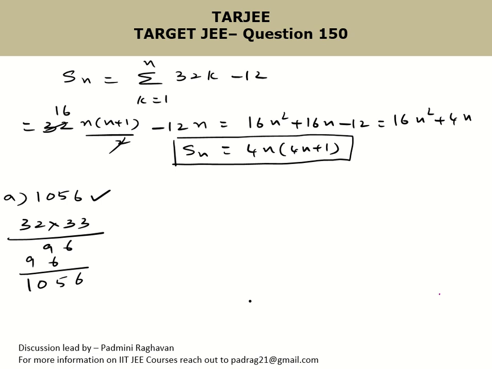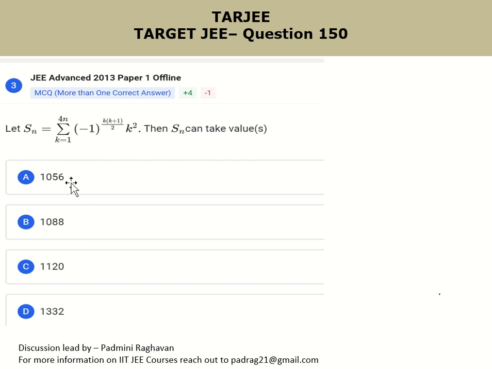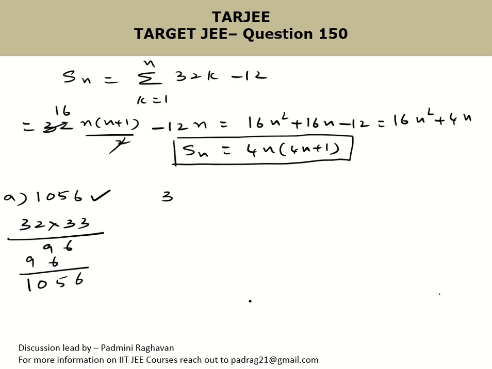Next, what are the other options? See, all the numbers here are lying between 900 and 1600. All options are between 900 and 1600. So they should be only 32 into 33, which is 1056. The other only option which is a multiple of 4 is 36 into 37. Let's find out what is 36 into 37 and then choose the appropriate option.